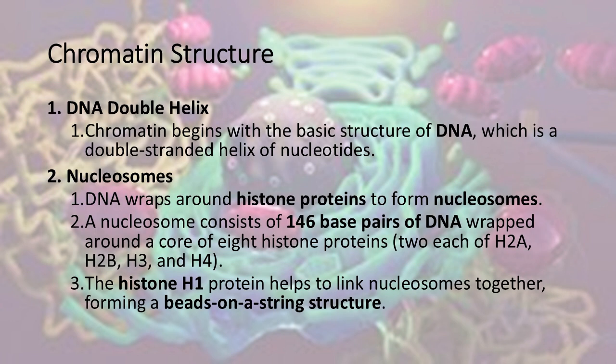Chromatin structure. DNA double helix. Chromatin begins with the basic structure of DNA, which is a double-stranded helix of nucleotides. Nucleosomes. DNA wraps around histone proteins to form nucleosomes. A nucleosome consists of 146 base pairs of DNA wrapped around a core of 8 histone proteins, 2 each of H2A, H2B, H3, and H4. The histone H1 protein helps to link nucleosomes together, forming a beads-on-a-string structure.